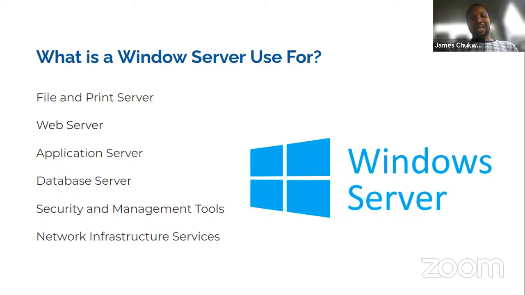Now, we need to also understand what exactly Windows Server is used for, because if you know that it is developed for servers, specifically for data centers, for cloud infrastructure, for example. Now, what is Windows Server used for? Windows Server is used for file and print server, web server, application server, database server, security and management tools, and network infrastructure services. These are the things that Windows Server is actually used for, right?